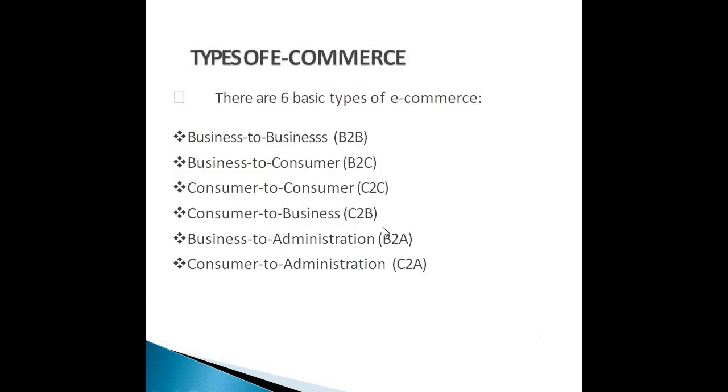So let's start with the types of e-commerce. What is B2B? B2B stands for business to business. Now, what is B2C? B2C stands for business to customer. Now, what is C2C? That is consumer to consumer. What is C2B? Consumer to business. What is B2A? That is business to administration. And what is C2A? That is consumer to administration. So we will learn one by one.